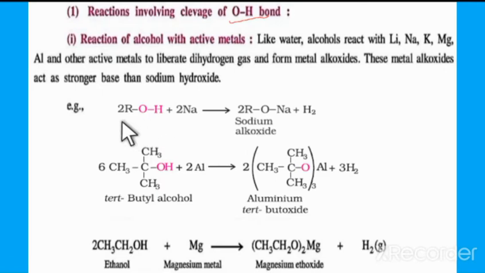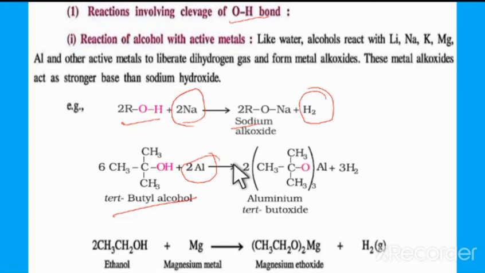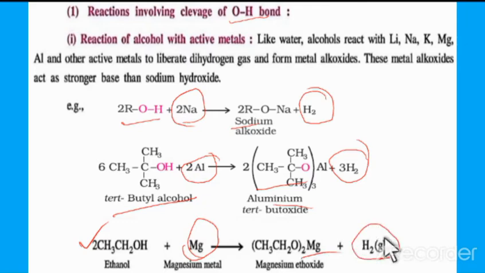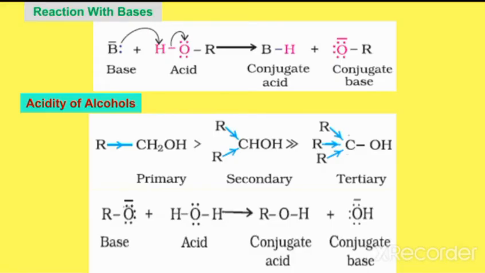So when the alcohol is treated with sodium metal, it gives sodium alkoxide, in addition to hydrogen gas. Similarly, when tertiary butyl alcohol is treated with aluminum metal, it gives aluminum tertiary butoxide and hydrogen gas. Similarly, when ethanol is treated with magnesium metal, it gives magnesium ethoxide and hydrogen gas, which shows properties similar to an acid. So alcohols have acidic nature.